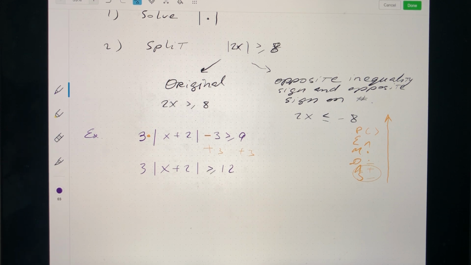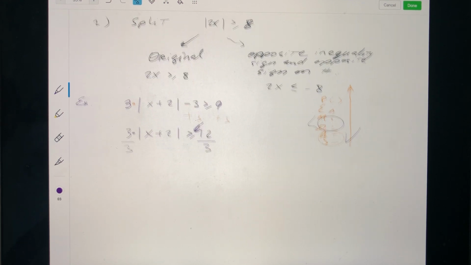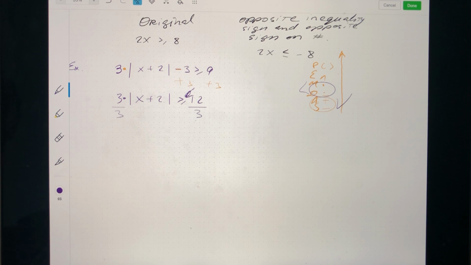Now, we're done with addition, subtraction. Multiplication, division is next. To cancel multiply by 3, we use its inverse, which is division, and we divide both sides by 3. Since we're dividing by a positive number, we are not switching the inequality symbol. This symbol stays the same. If we divided by negative 3, the inequality symbol would flip. So now we're finished with the first step. Absolute value of x plus 2 is greater or equal to 4.